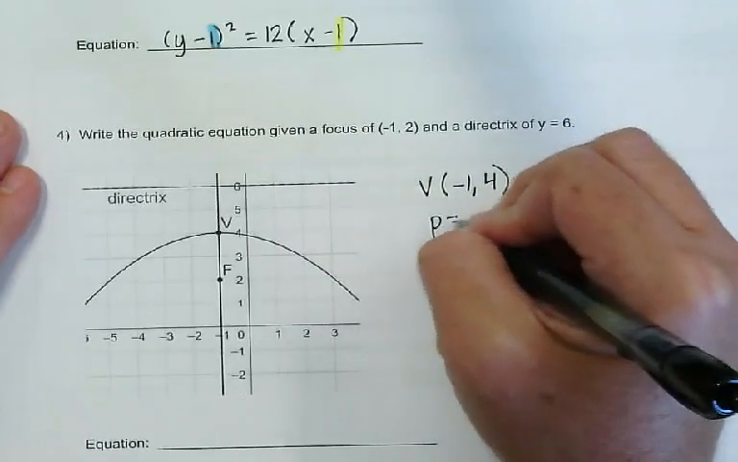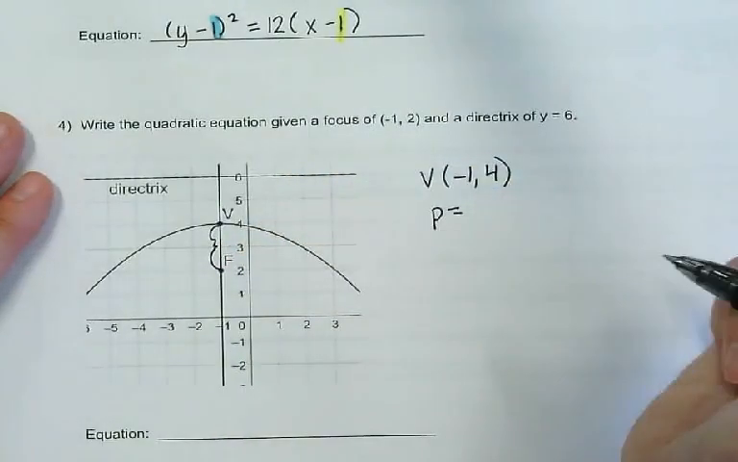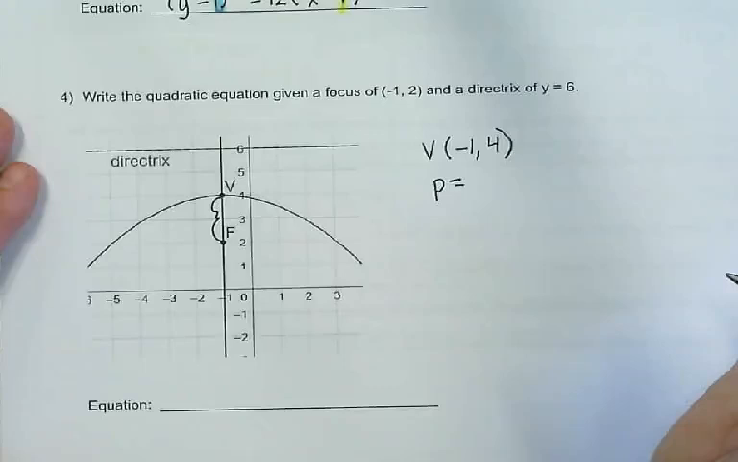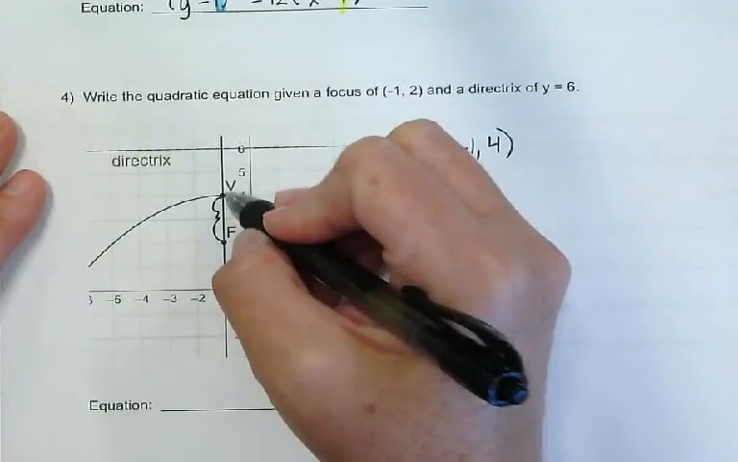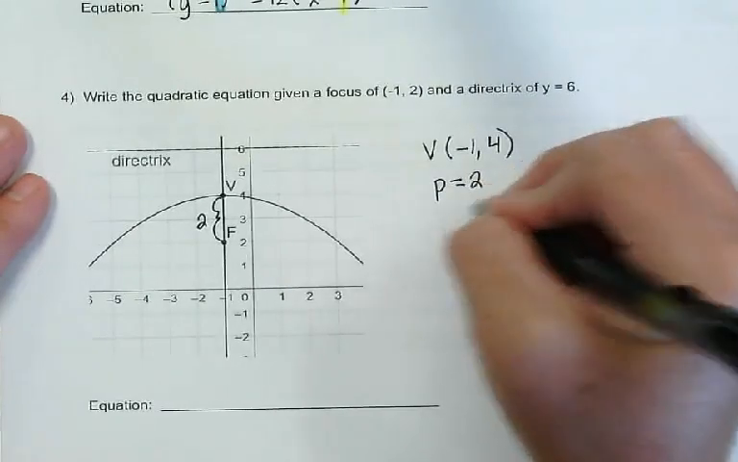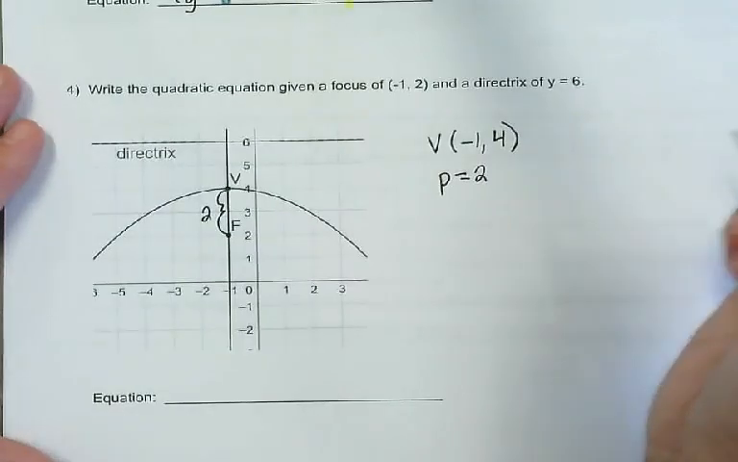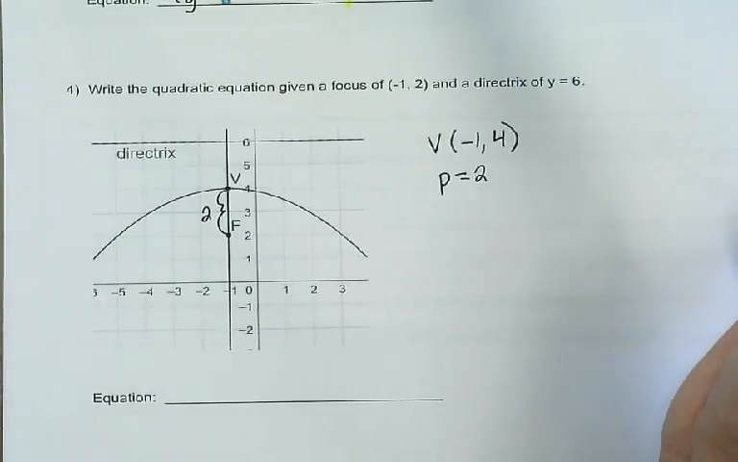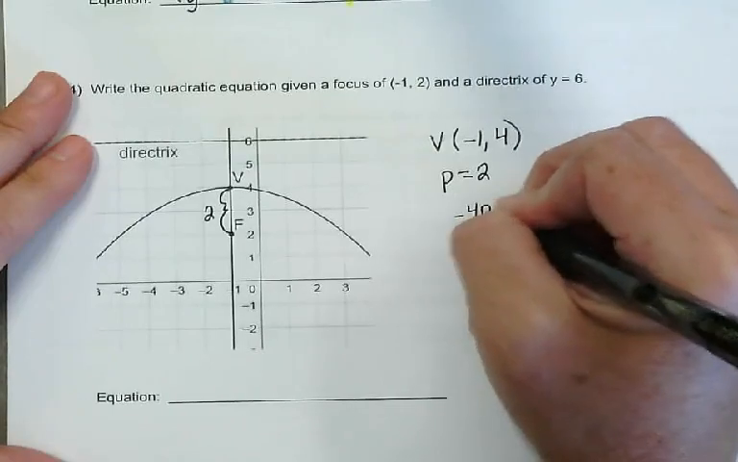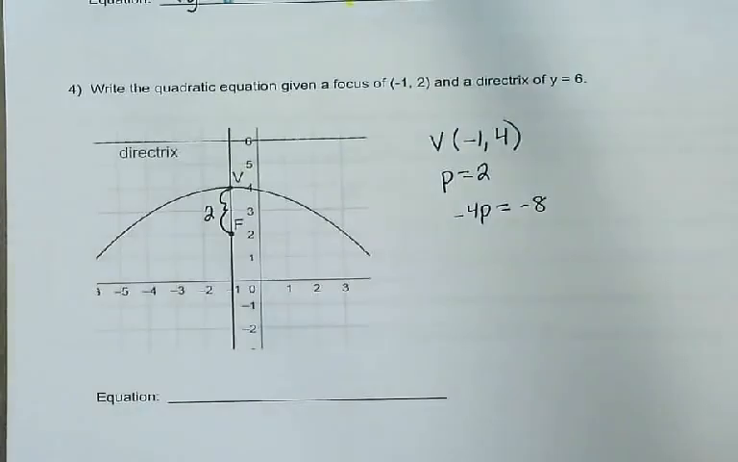What's my value of p? 2. Your distance from your vertex to the focus, 1, 2. So p is 2. This opens down, so is it going to be a positive or a negative 4p? Negative. It needs to be a negative 4p. So negative 4 times 2 is a negative 8.